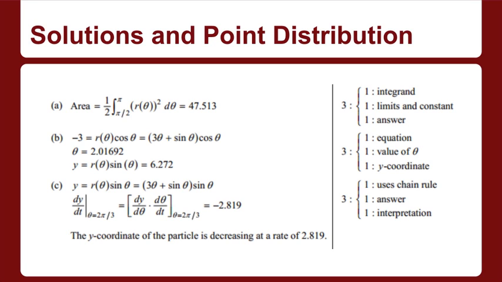After you've used the y conversion formula and its derivative, you'll have to show that you use the chain rule by multiplying dy d theta by d theta dt. This will get you dy dt, which you then evaluate using the given theta value. After that, you'll just have to get a point for the answer itself, and then for the interpretation that we discussed earlier.